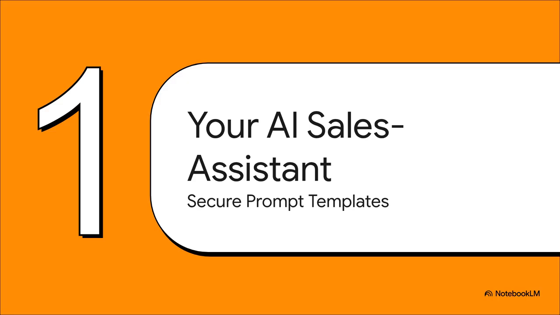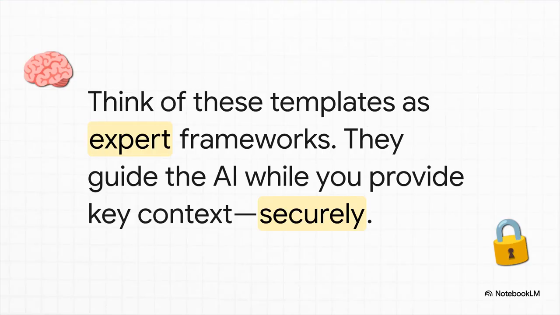All right, first things first, we need to kind of reframe how we're thinking about AI here. This is not about just typing a random question into a generic chatbot and hoping for the best. Nope. This is about having a dedicated, secure AI sales assistant that's powered by some really smart, ready-to-use prompt templates. So think of these templates almost like blueprints, you know? They've been expertly designed to give the AI structure and guardrails. It tells the AI exactly what kind of output you need. Your job is just to provide the key context, and we'll get to how to do that securely. And in return, you get a super high-quality, relevant result every single time.